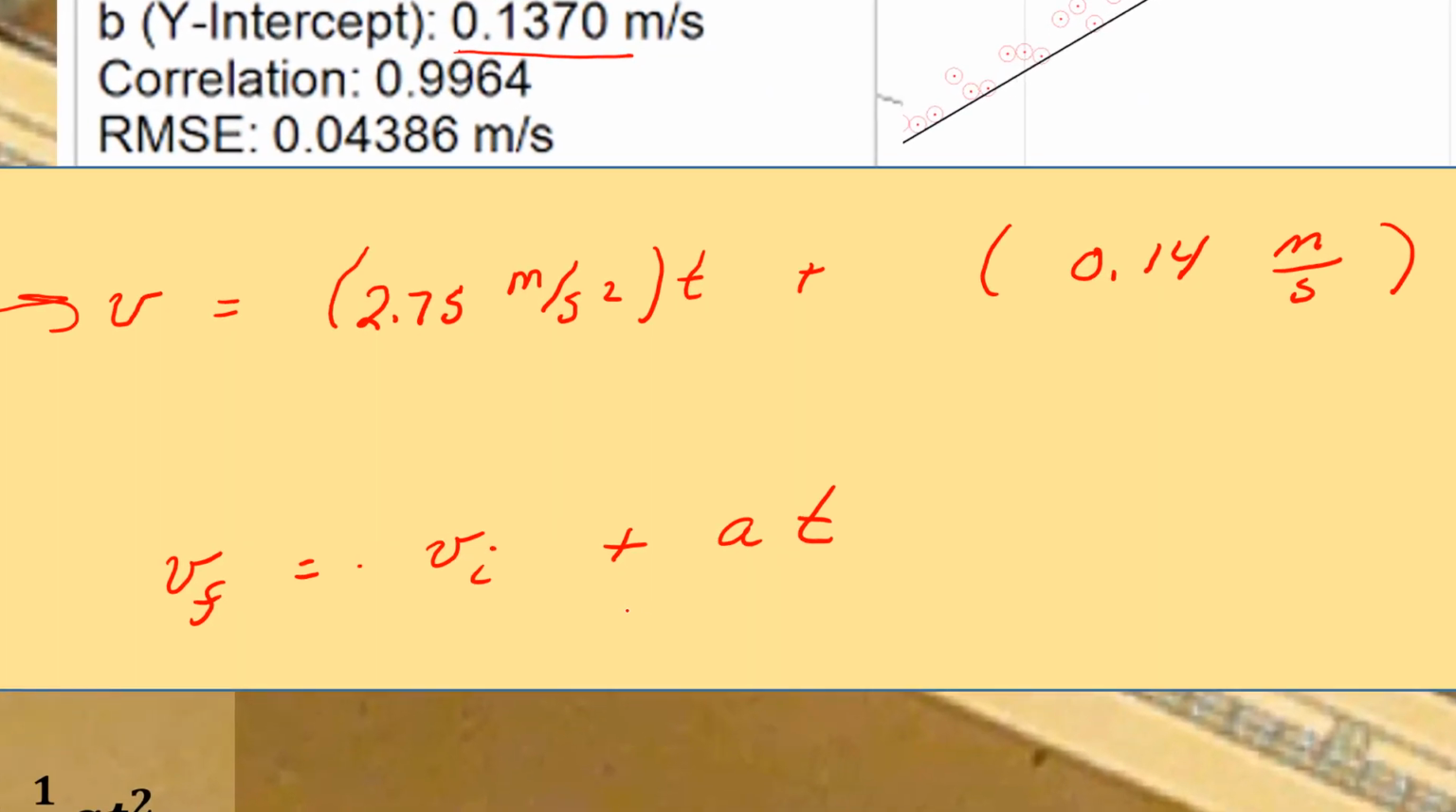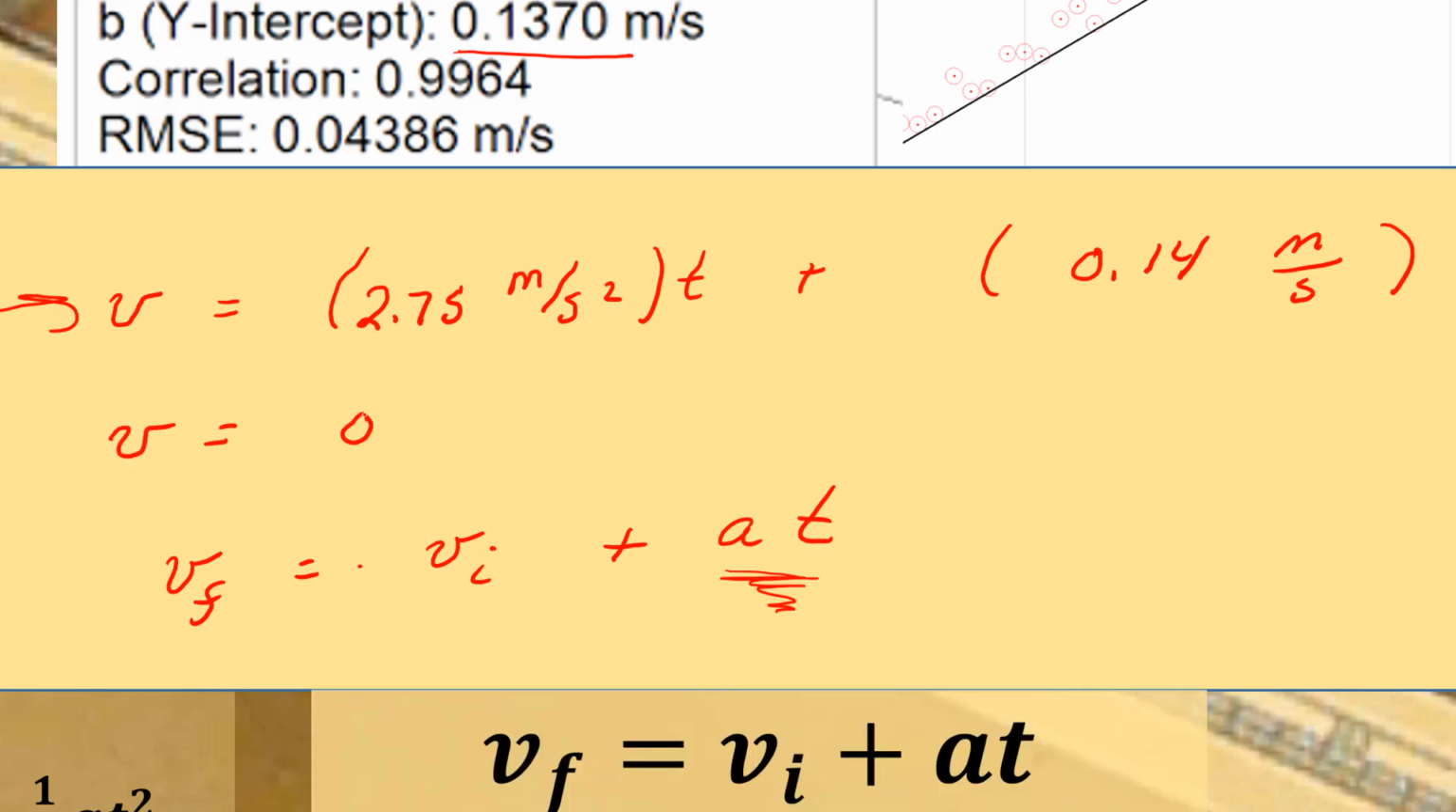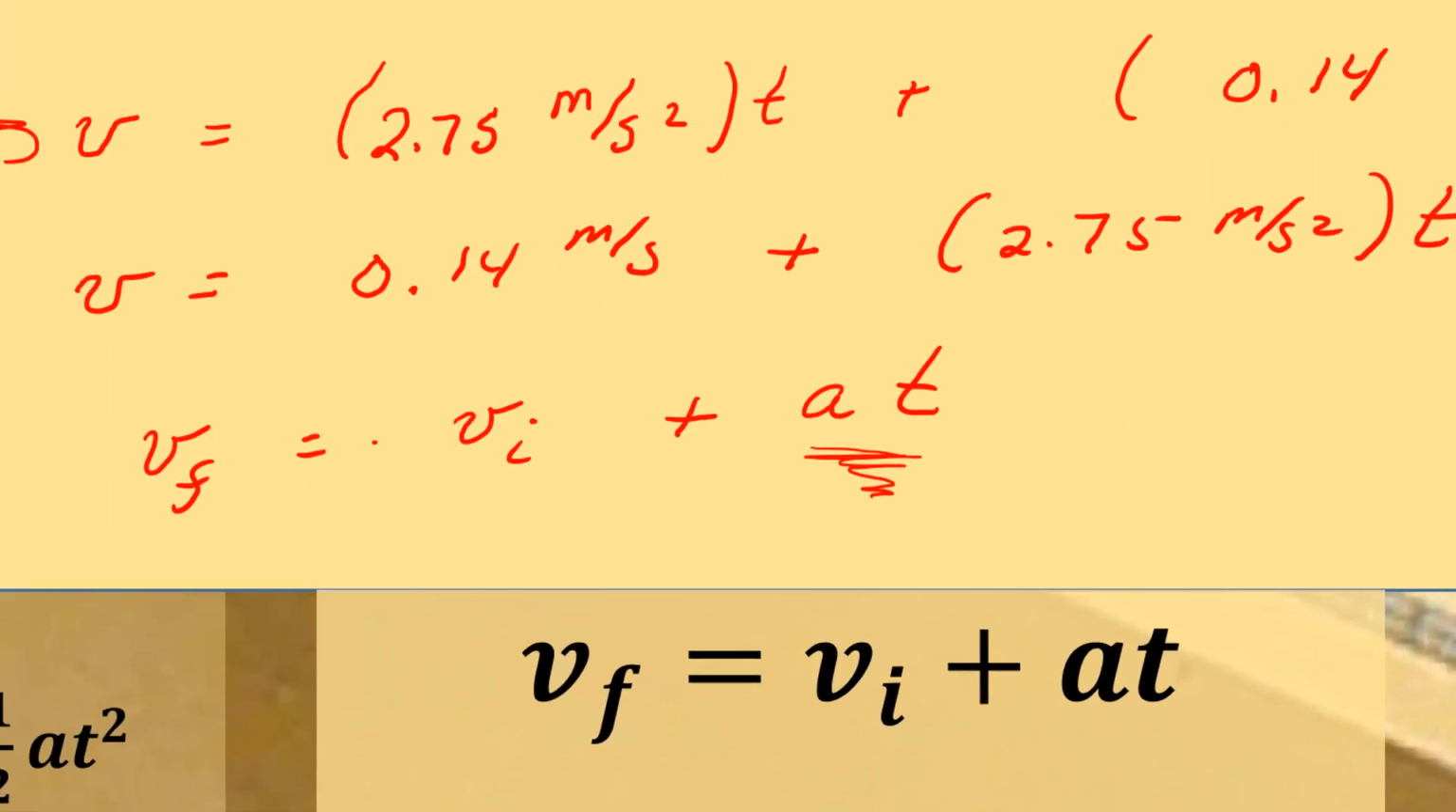Well, already we've got a difference here. We've got the t term at the end. So I'm going to rearrange my written equation so it agrees with that. So I'm going to put v equals 0.14 meters per second plus 2.75 meters per second squared times t. So now I've got it in the same order that the other one is.